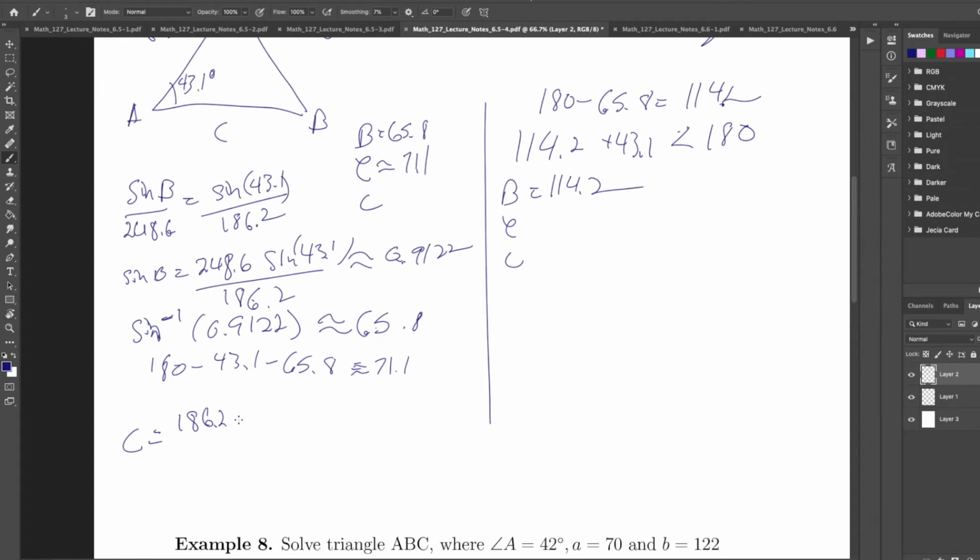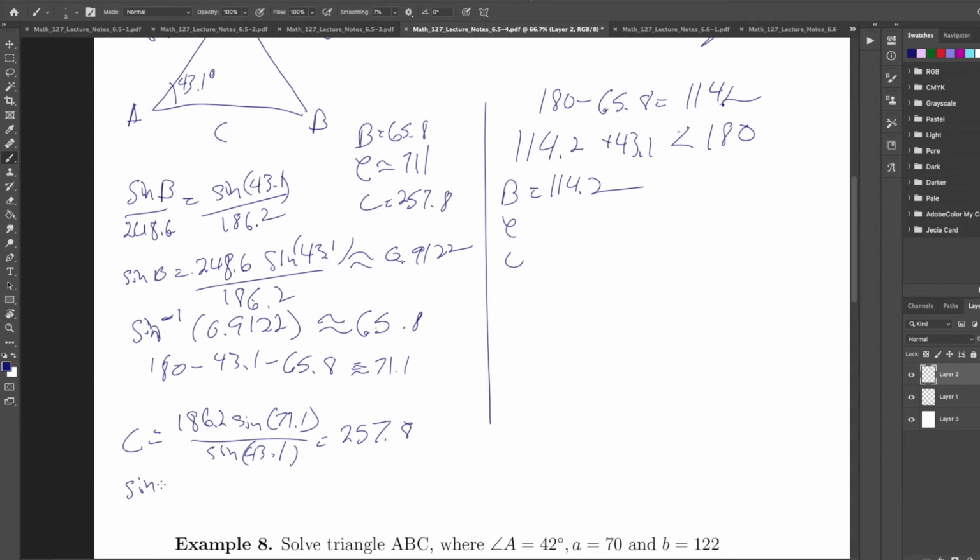186.2 times sine of 71.1 degrees all over the sine of 43.1 is equal to 257.8. Okay, so we just plug that in. Now, where did I get this from? Well, this would just be here if I just solve this again for C, right? So you can solve for this. Let me actually give you that step real quick. I was worried about space.